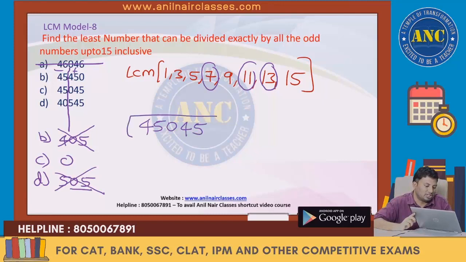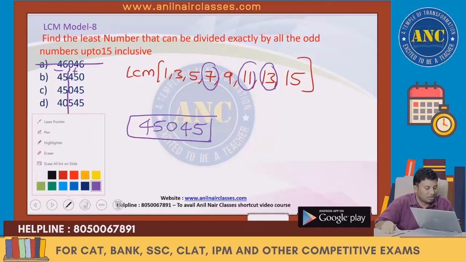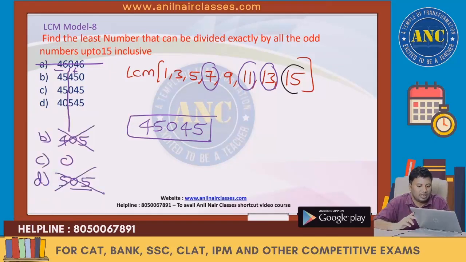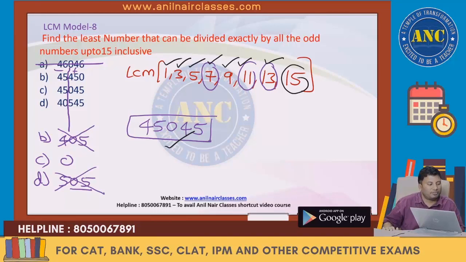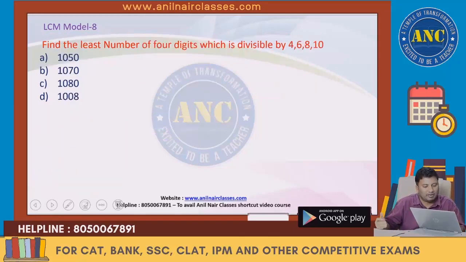45045. Just by looking at the question itself, you will get it. If you want to check it out, please check it out. All the numbers it will satisfy. 15 anyway it will satisfy. 7, 11, 13 over. Digital sum 9 over. 5 over. If it is divisible by 9, 3 is over. Answer is clear. 45045 is the answer. The beauty of knowing the concepts will help you to solve very, very fast.